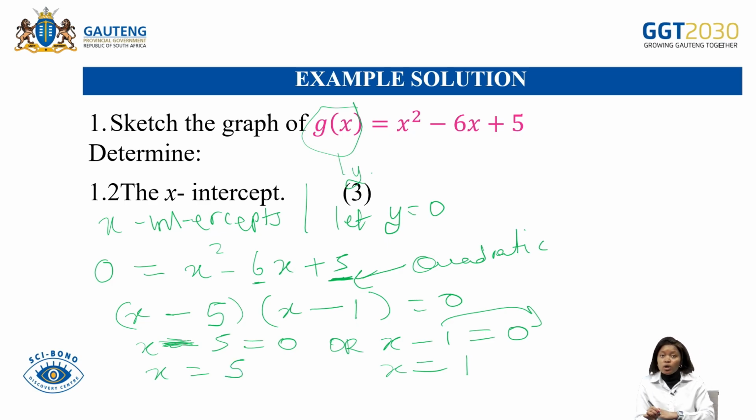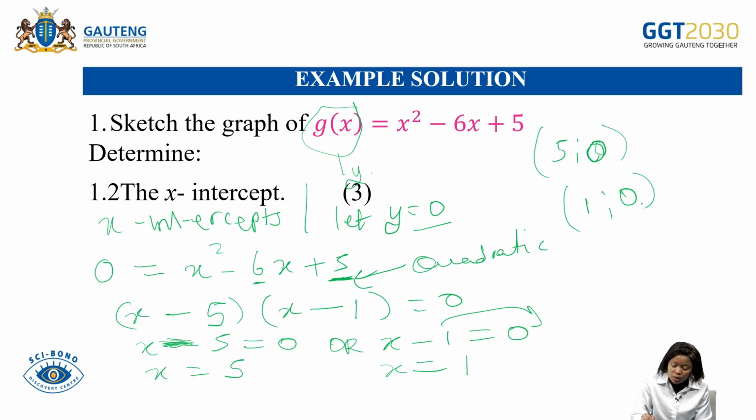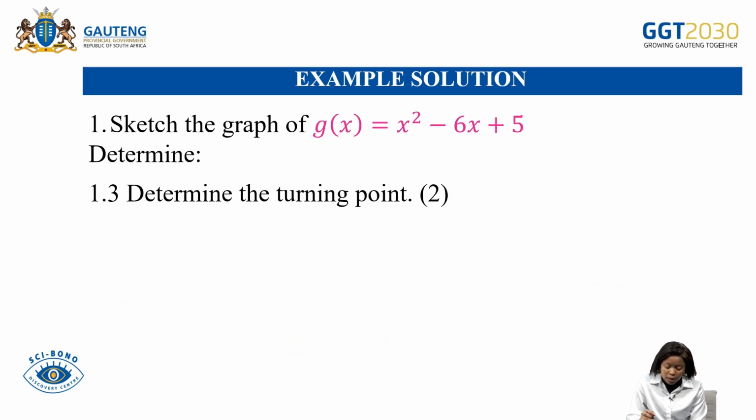So it means my coordinate of the x-intercept, I will have, when x is 5, we said y is 0. And again, when x is 1, y is 0 as well. Okay? So those are our coordinates of the x-intercept. So here you are going to get a mark for equating to 0. For letting y to be equal to 0, you get a mark. For factorizing, you get a mark. And you'll also get a mark for your x-intercept. And that's going to be your full 3 marks.